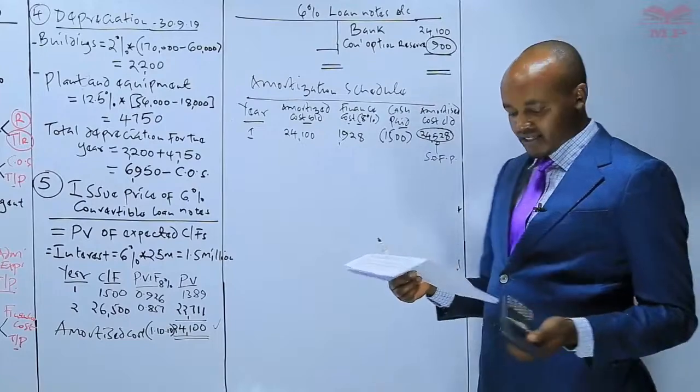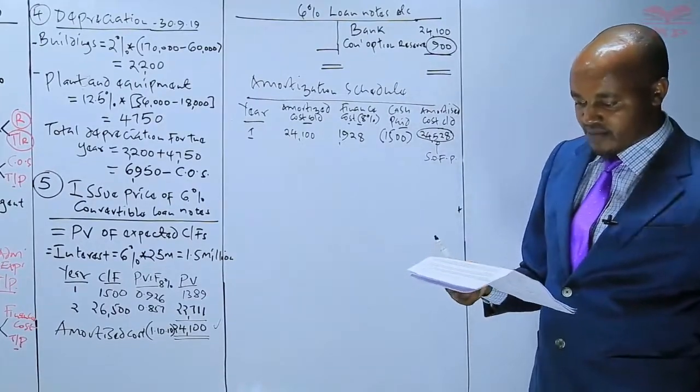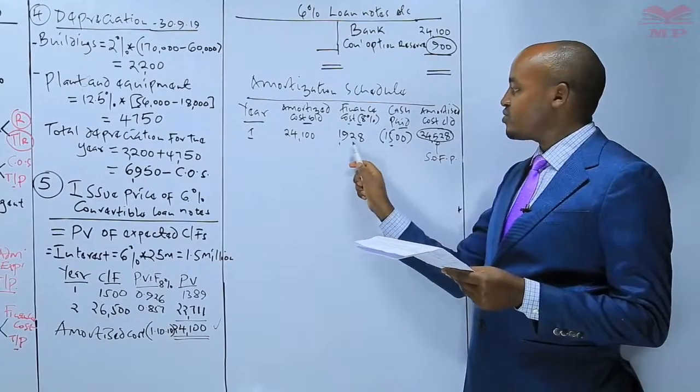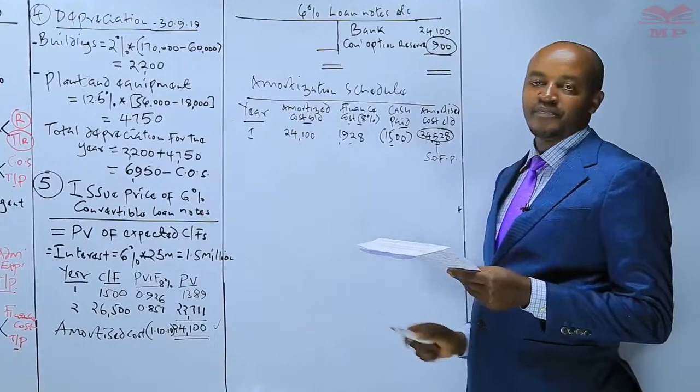But there is still some information given in note number 4, second sentence. We are told Skytex Limited recorded the full amount in the liabilities. I think we dealt with that. And then we are told it has recorded the annual interest payment. The annual interest payment is what was paid. This is the amount of 1.5 million made on 30th September 2019 in finance cost. So basically, this is not what is supposed to be accounted for as a finance cost, but what should be accounted for as a finance cost is 1928.